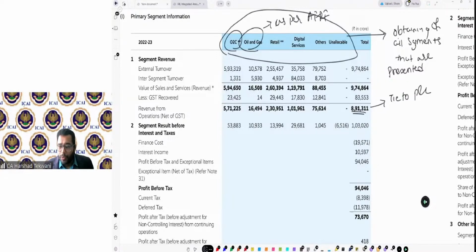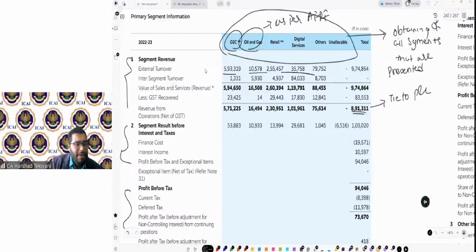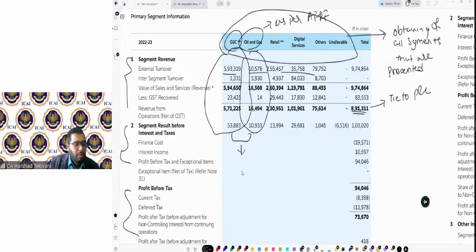So then what I will do is, for the revenue and all these things which are bifurcated between various segments, I will ensure what is the method of the bifurcation, how they have derived these numbers, how they have bifurcated and derived the amounts between segments.